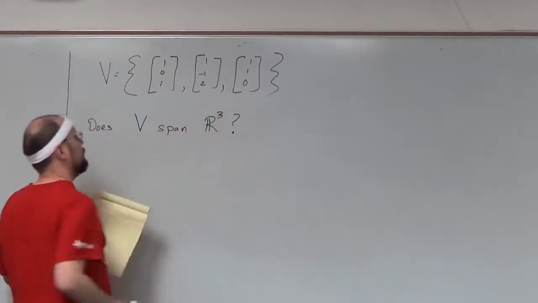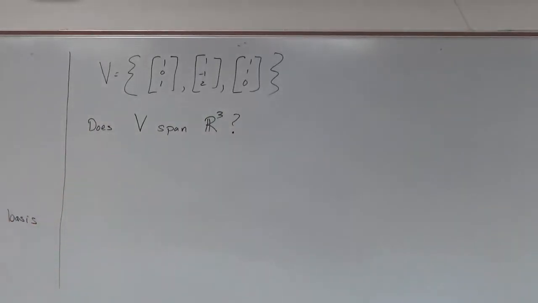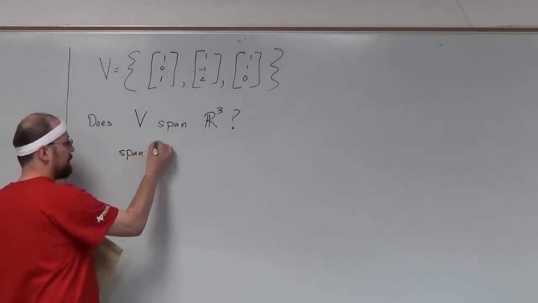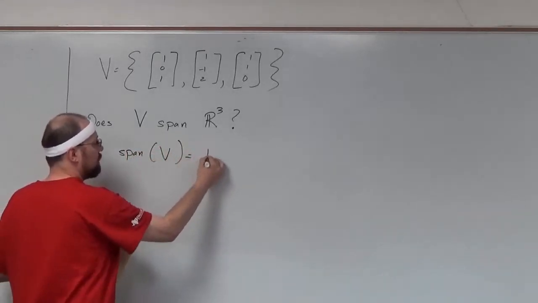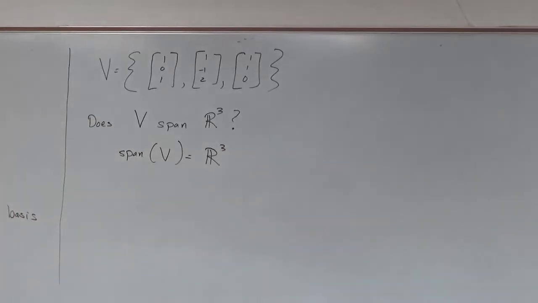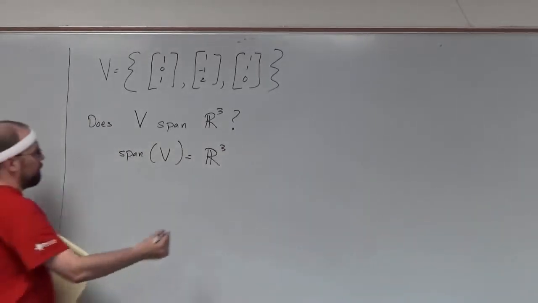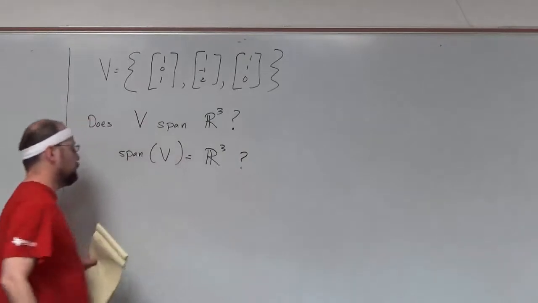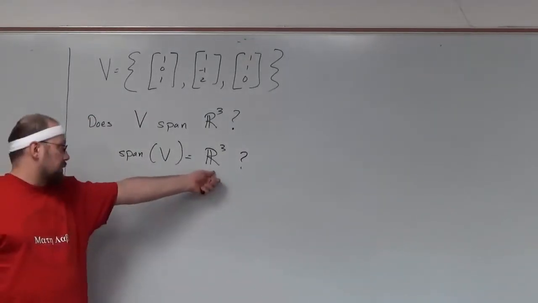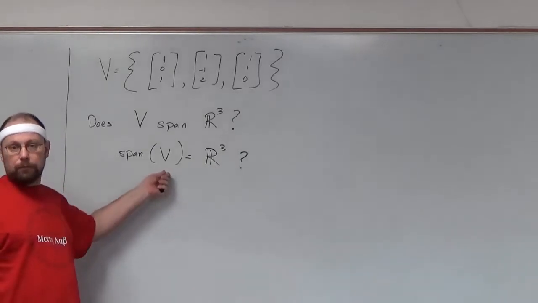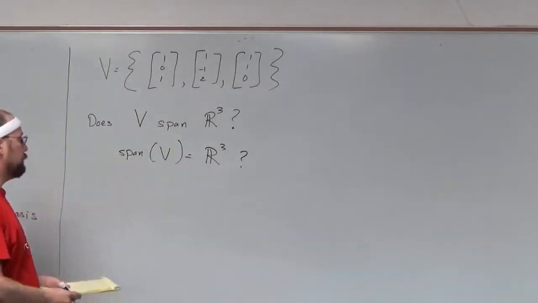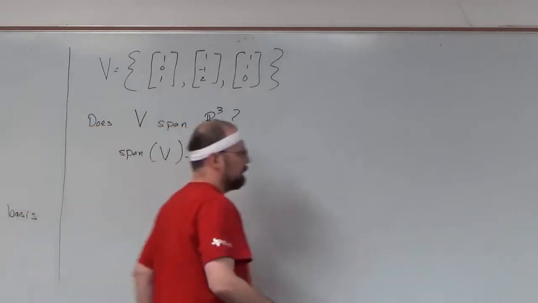So how do you interpret that question? Well, to say that V spans R3 says that the span of V is all of R3. It's equal to R3. It gives you the whole three-dimensional space. So this means that if you take any vector in R3, you should be able to express it as a combination of these three vectors. So is it possible?